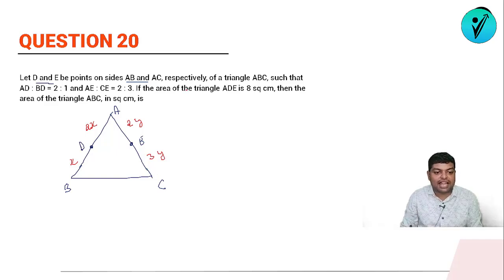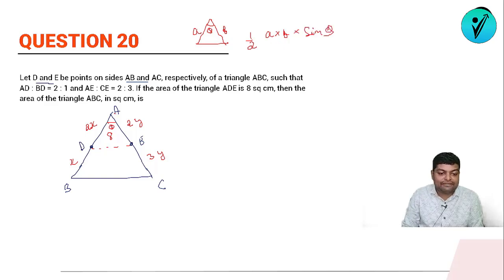If the area of the triangle ADE is given as 8, then what is the area of the triangle ABC? Alright, very good. Now suppose I assume this angle is theta. Can I get the area of a triangle in which I know the length of two sides and the angle between them? The area of the triangle is half of a into b into sine theta.